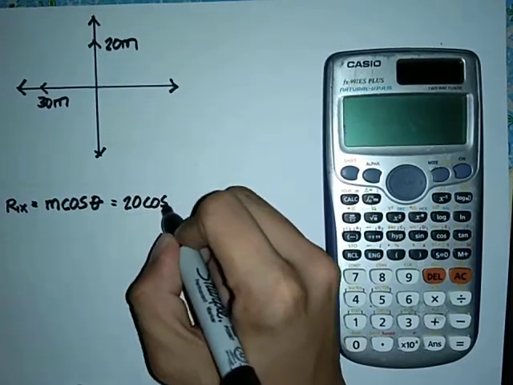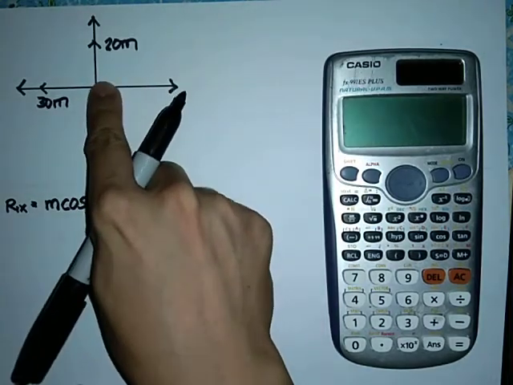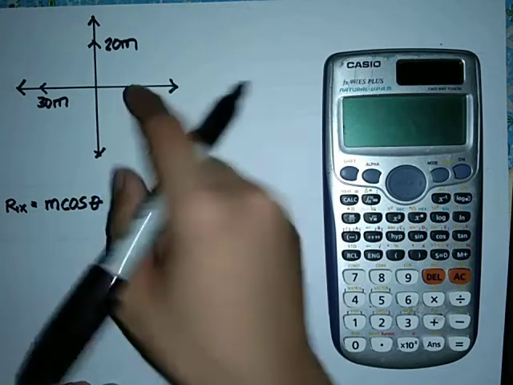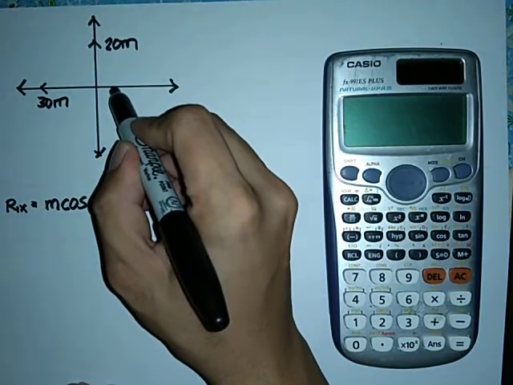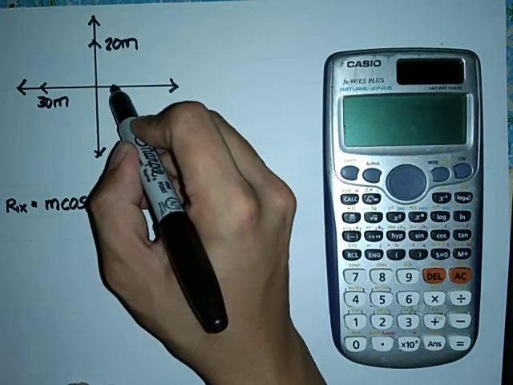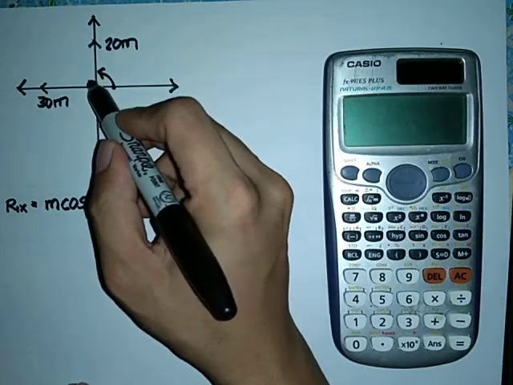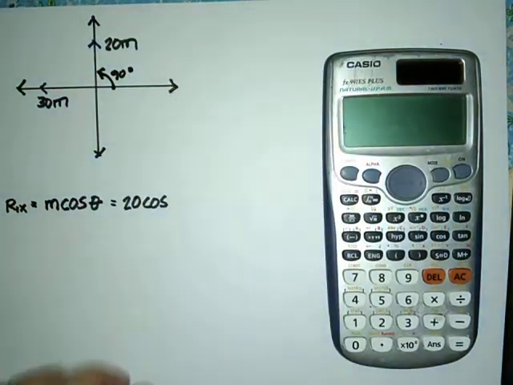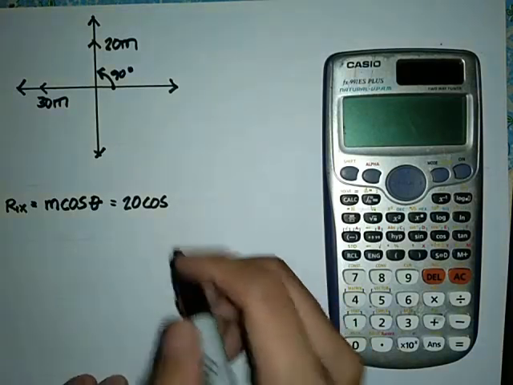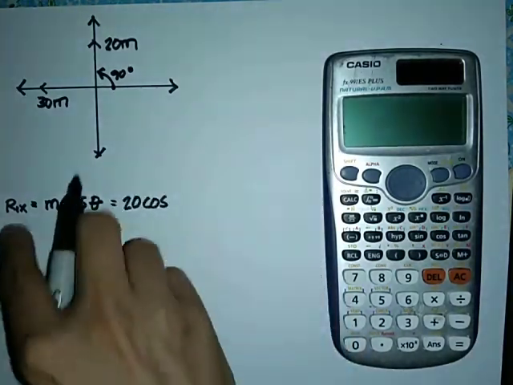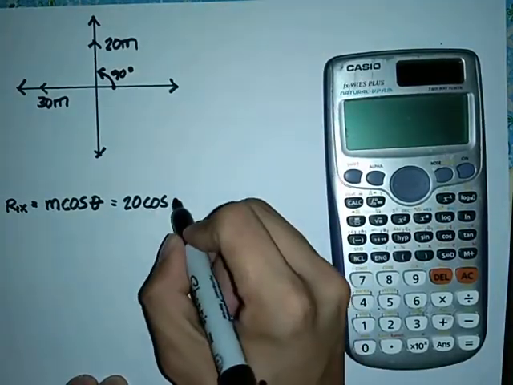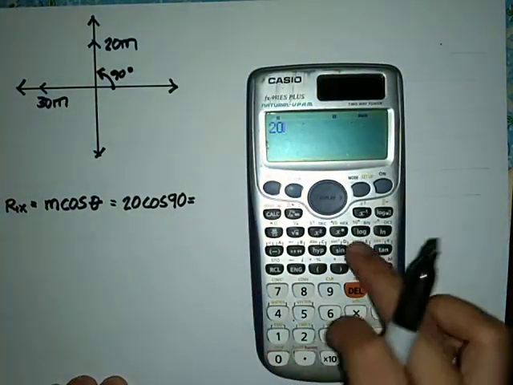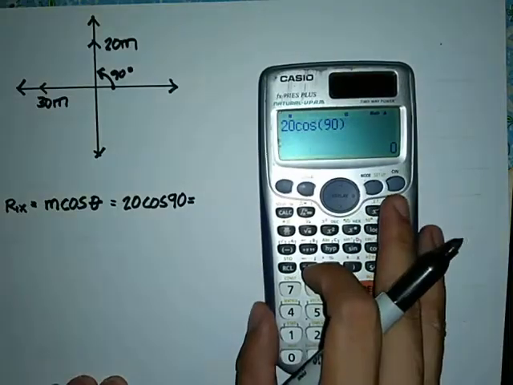And then we have our cosine theta. Yung angle natin is kukuhanin natin in reference with our east or with our x axis. So ito, from here, from our x axis, we will count yung ating angle. So this is 90 degrees. So we will use 90 degrees for our angle, reference angle for our R1x. So this is 20 cosine 90, and that is equal to 0.